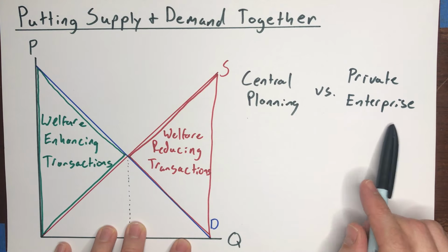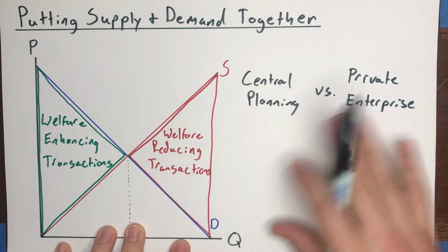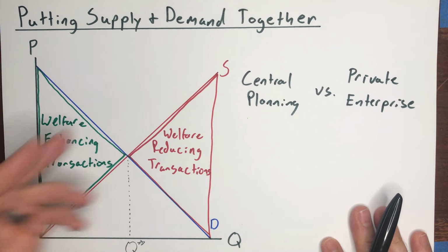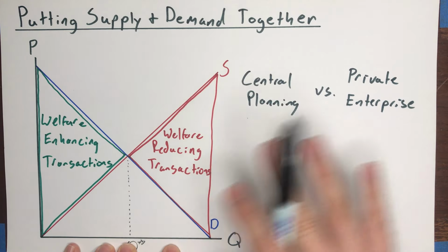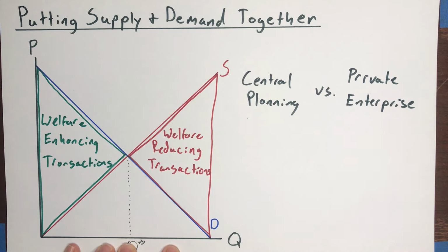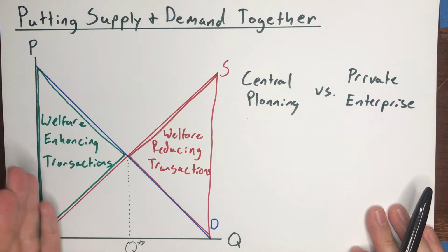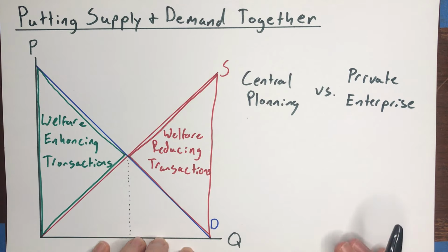Private enterprise instead says, no central planning agency. Instead, just let individuals choose for themselves. If somebody wants to sell in a market, they're free to produce and try to sell in that market. If people want to purchase a good, they're free to purchase a good. And we will allow the individual decisions of everybody in society to determine what gets produced by whom and who purchases it, who gets to consume what is produced.